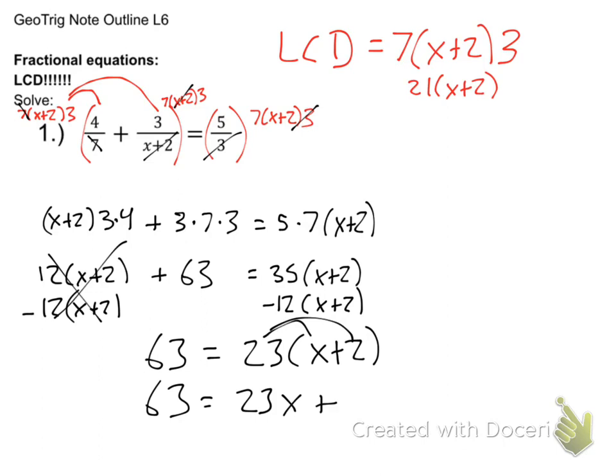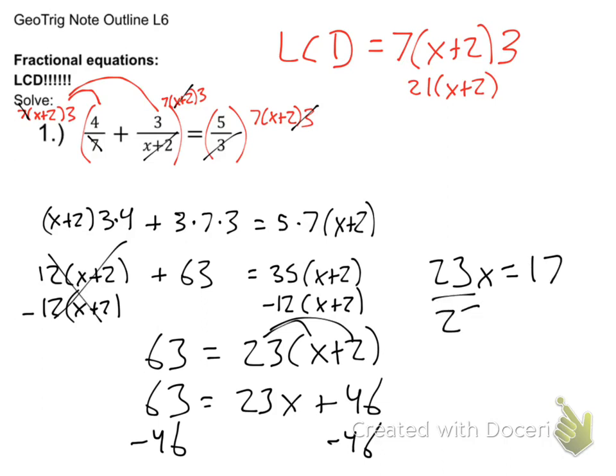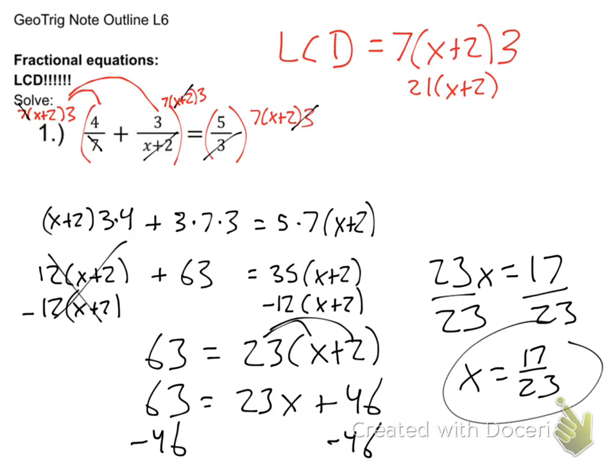23x plus 46. I'm going to subtract 46. 23x equals what number? 17. Definitely not a nice number, is it? So x equals 17 out of 23. Leave it as 17 over 23. Do not put it as a decimal unless it asks. That's not a nice number.